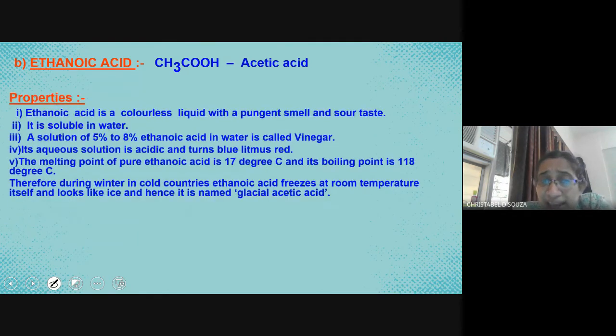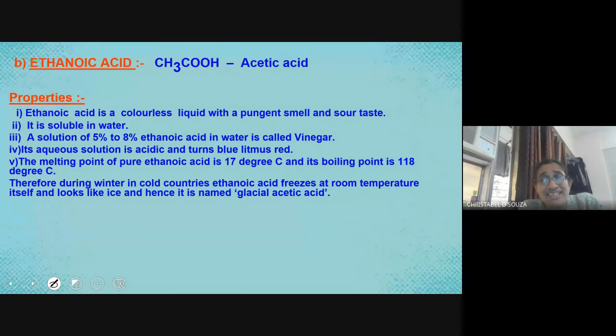Ethanoic acid is a colorless liquid with a pungent smell and a sour taste, right? Pungent smell means if you take a whiff of ethanoic acid, you will notice it has a very peculiar odor, and a sour taste. It is soluble in water, right? That's why you can dissolve it to make vinegar. A solution of 5 to 8% ethanoic acid in water is called vinegar.